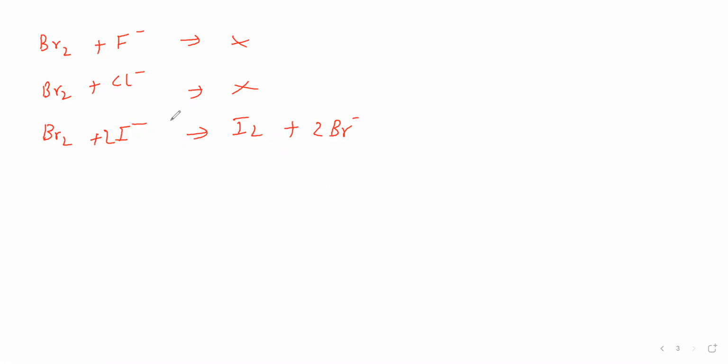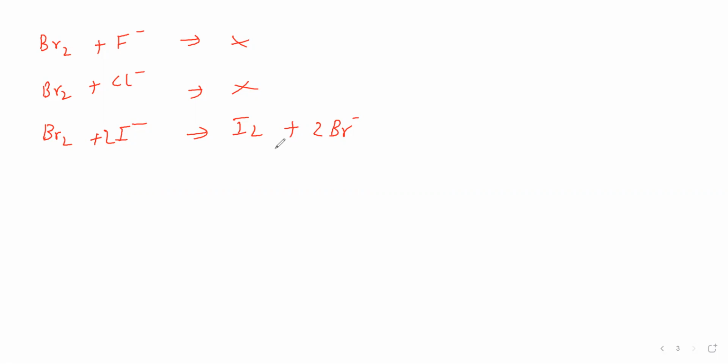Next, we will see the preparation of fluorine. Fluorine we cannot prepare by chemical method. Why? Because F minus cannot undergo oxidation. Only if F minus undergoes oxidation can we get fluorine. Therefore, how to get fluorine? Not possible by chemical oxidation. Therefore, fluorine we can prepare only by electrolysis.